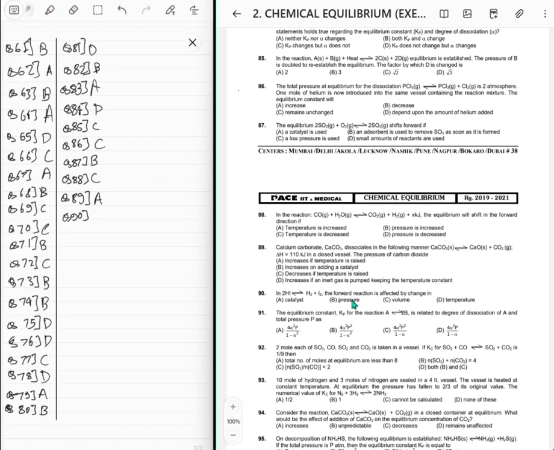In this process, the forward reaction is affected by change in pressure, no. Volume, no. Catalyst, no. Temperature, yes.